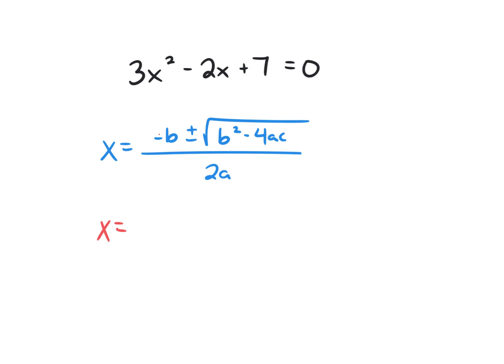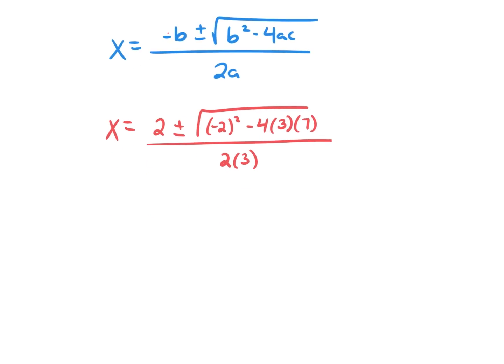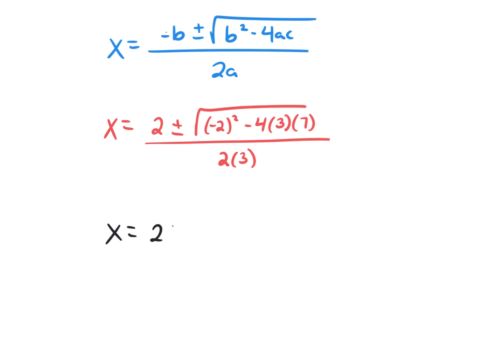Again, what did we plug in for negative b? 2 plus or minus the square root. What is our original b value? Yep, so we get negative 2 squared minus 4. What's a? A is 3. C is 7. And on the bottom we get 2 times a, which is 3. Let's continue going through here. We get 2 plus or minus. What is negative 2 squared? 4. What's a negative times a negative? It would end up giving us a positive.